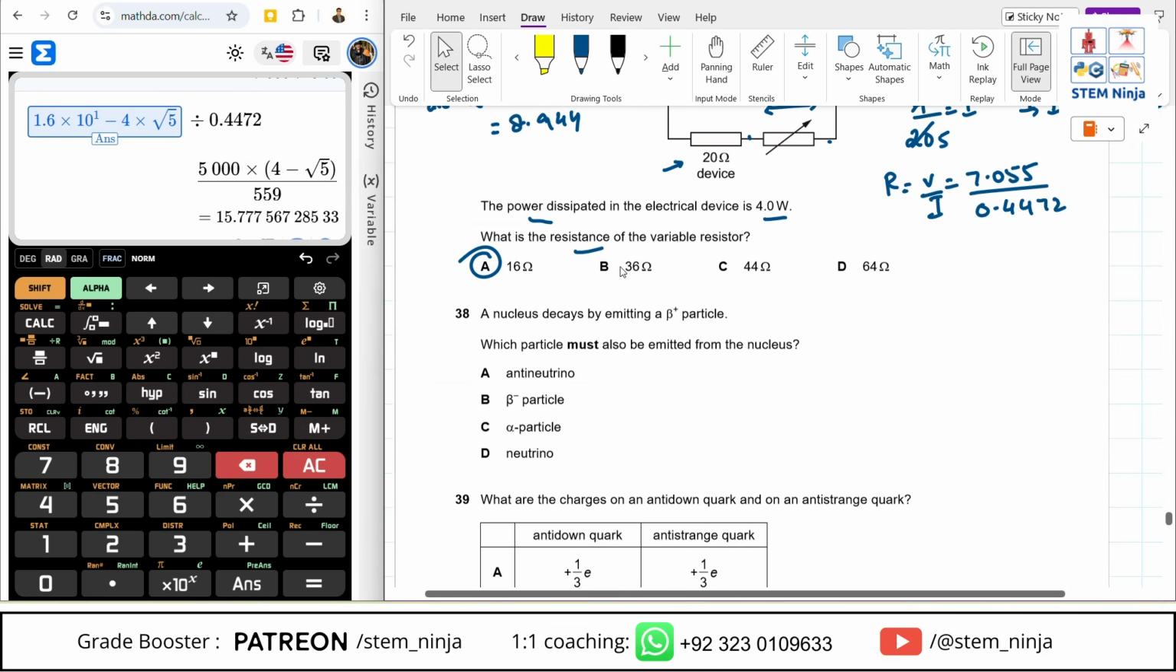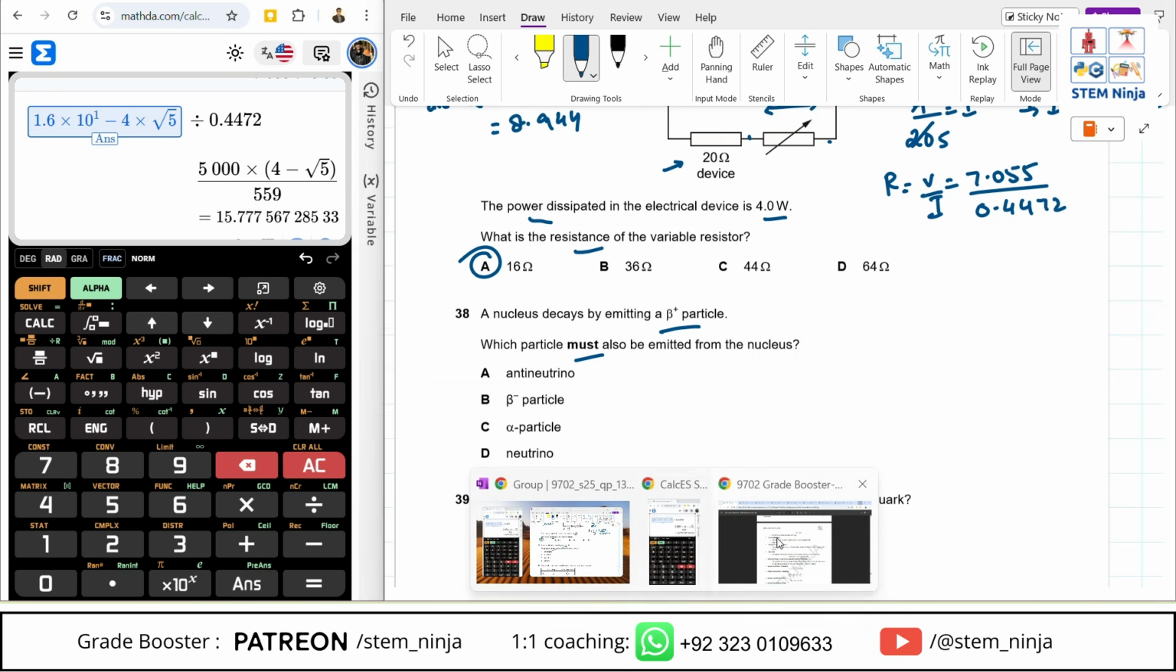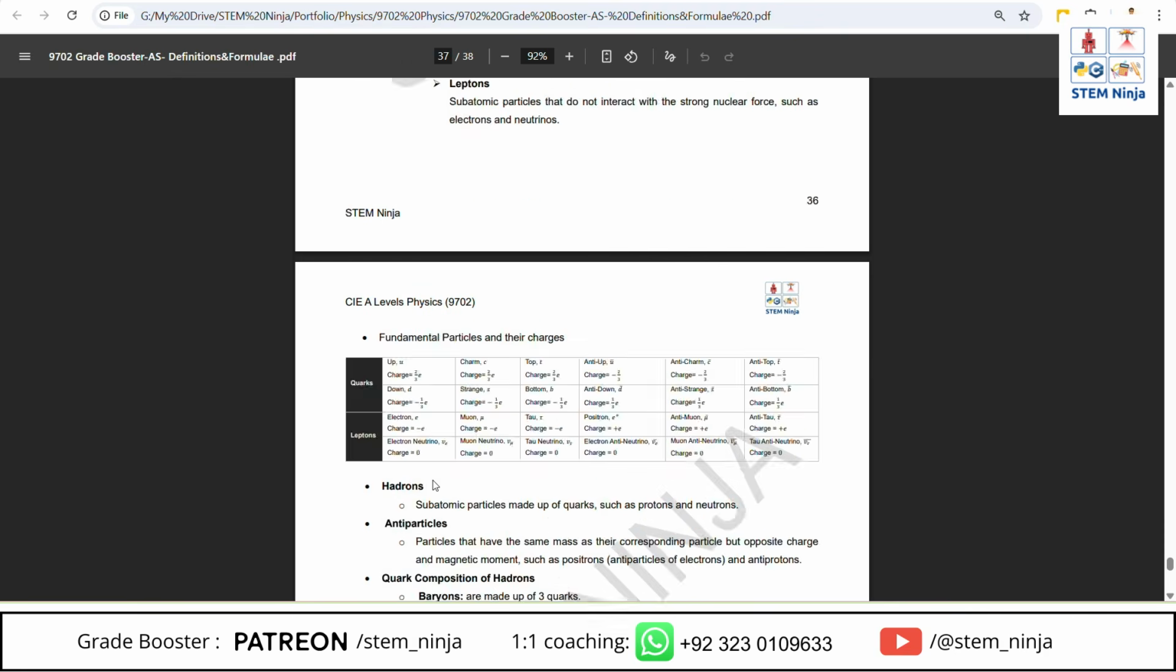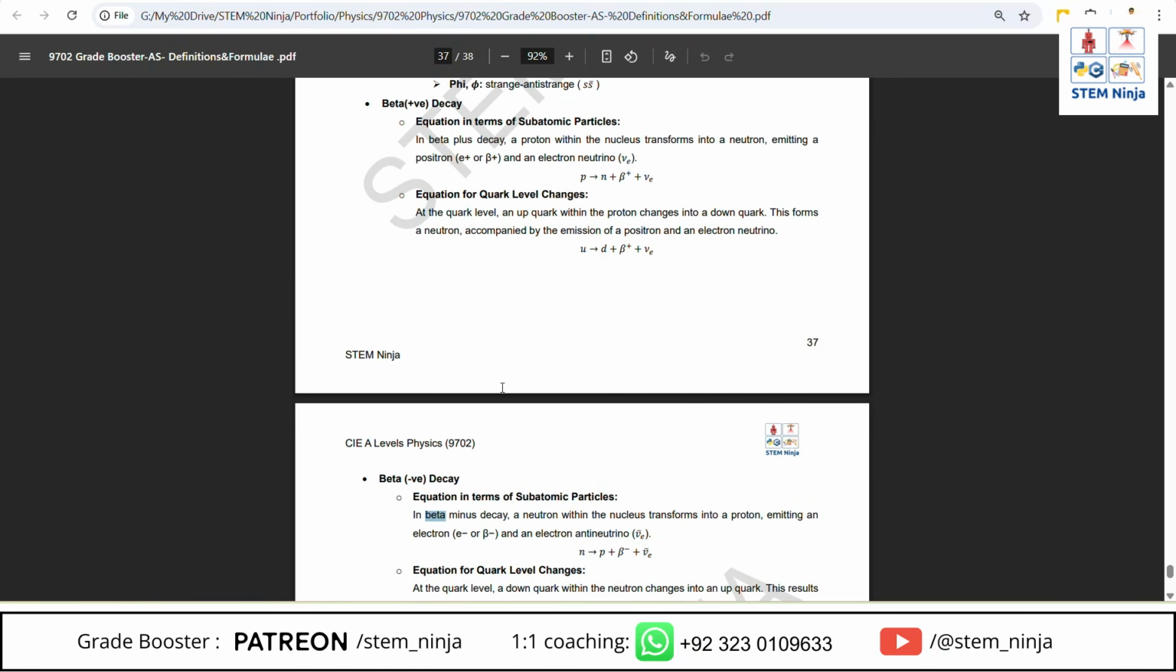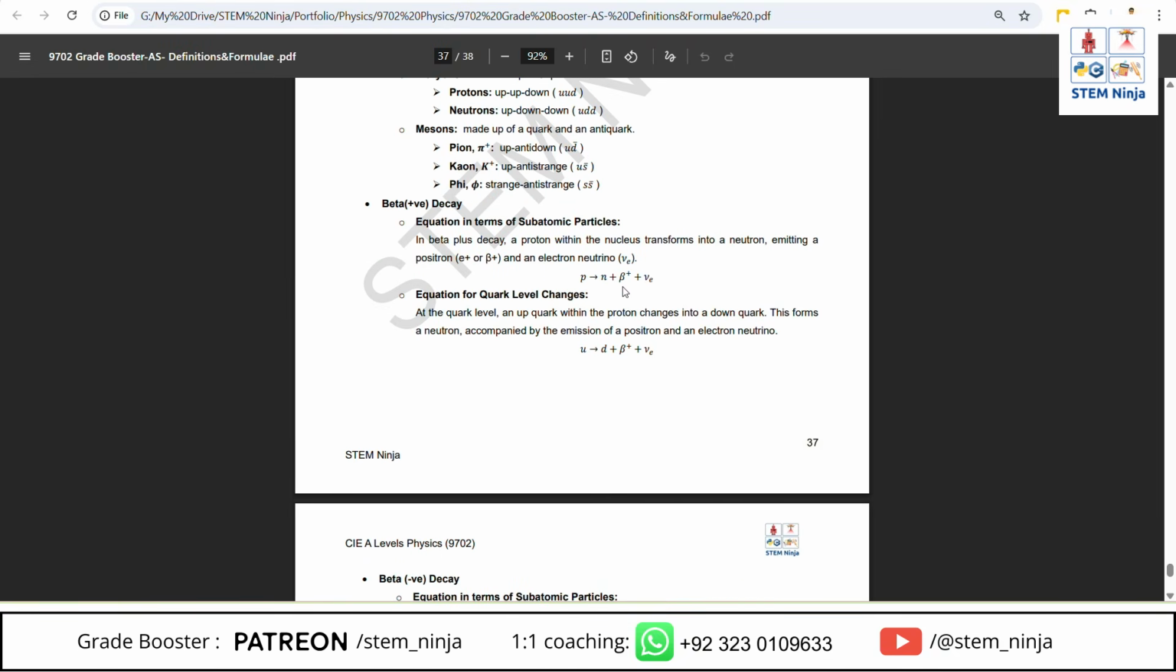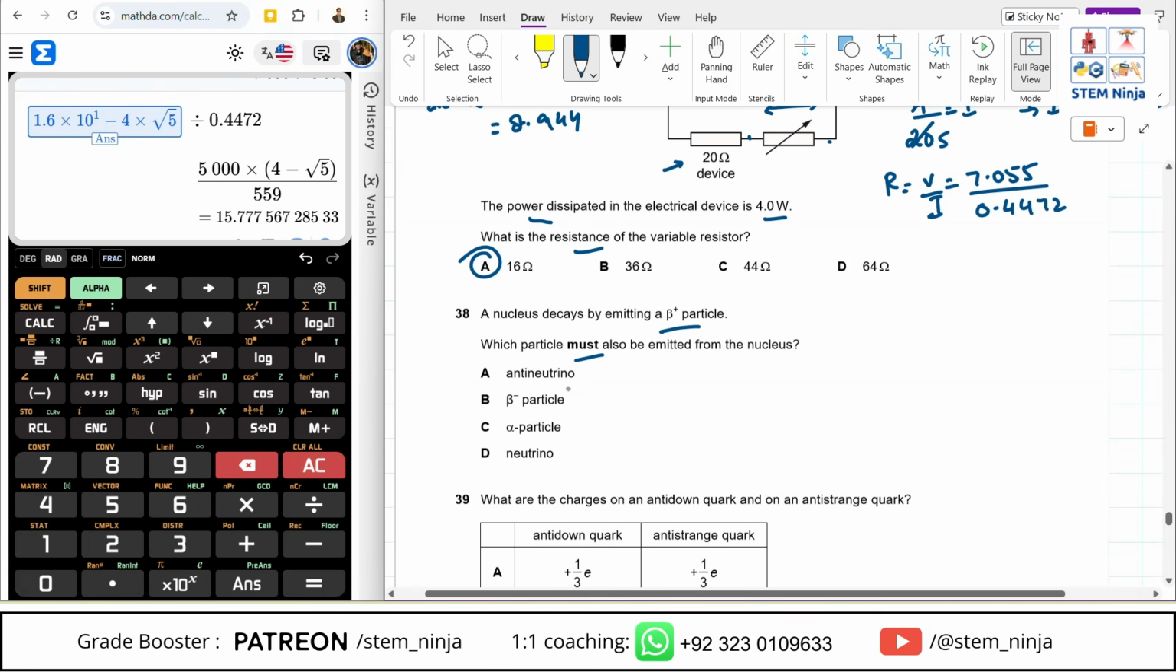A nucleus decays by emitting a beta plus particle. Which particle must also be emitted from the nucleus? Okay, so in the beta plus decay, an electron neutrino is released with it. So electron neutrino. Antineutrino is in the beta negative.